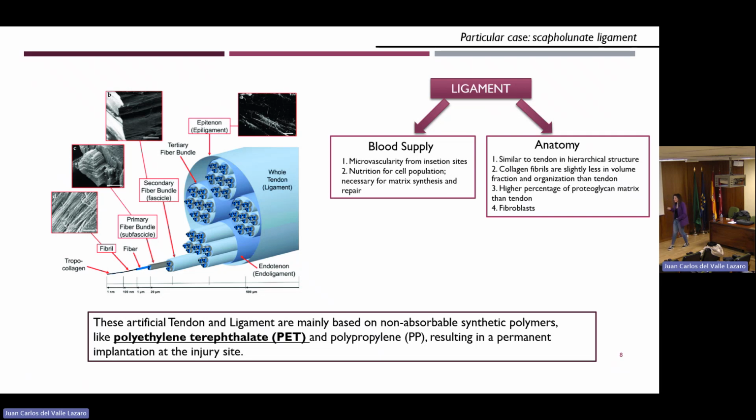Regarding tendon and ligament, there are two main products that are non-absorbable. So we're not going to just regenerate the tissue. We're going to put in an implant to restore the properties of the tendon and the ligament. The more usual polymers are polyethylene terephthalate, PET, and polypropylene, which are used right now in medicine, in tissue engineering.